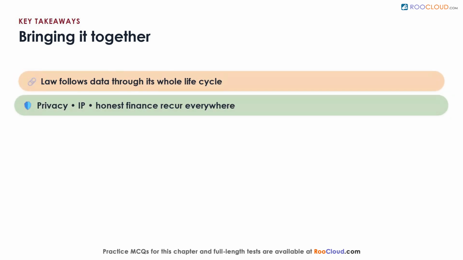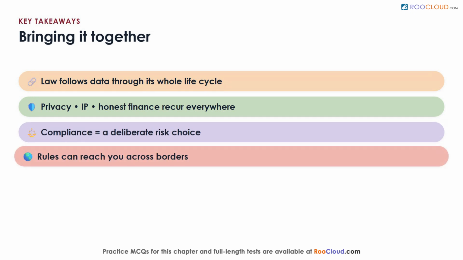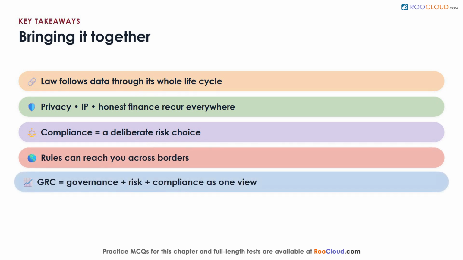So let's bring it together. Laws follow your data through its whole life. Privacy, intellectual property, and honest finance recur everywhere. Compliance is a risk choice you make on purpose. Some rules reach you even from across a border. A solid compliance audit follows a clear checklist. And governance, risk, and compliance ties it all into one view. Hold these ideas, and the rest of this domain gets easier.